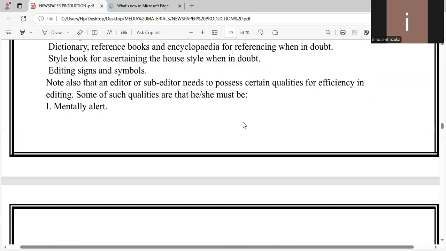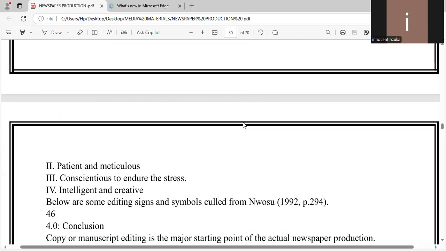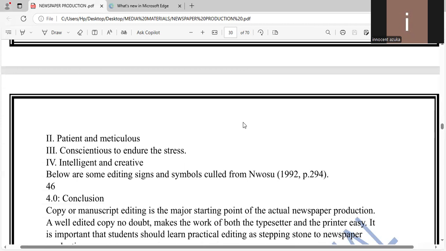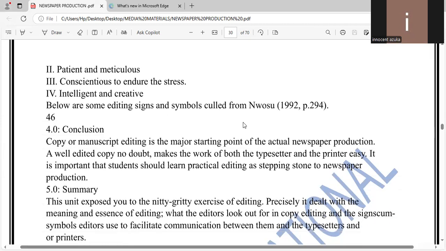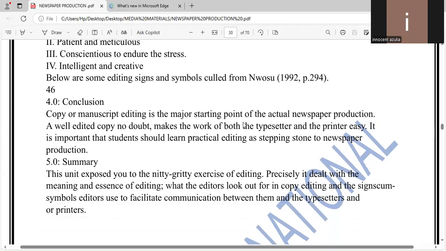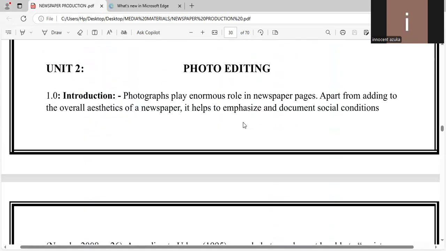So some of these qualities are that he must be mentally alert, patient, and meticulous, able to endure distress, intelligent and creative, and so on and so forth. So copy or manuscript editing is the major starting point of the actual newspaper production. So you must take note of that.